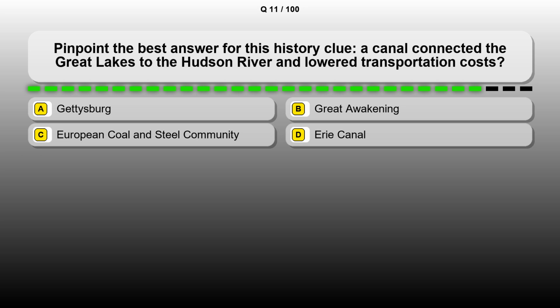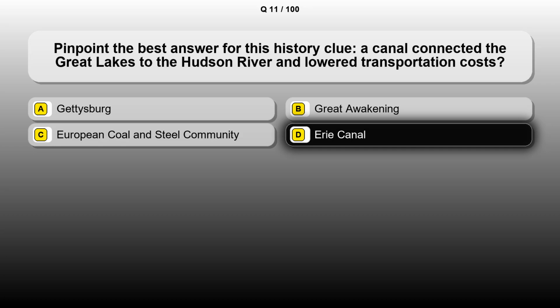Question 11. Pinpoint the best answer for this history clue. A canal connected the Great Lakes to the Hudson River and lowered transportation costs. Option A, Gettysburg. Option B, Great Awakening. Option C, European Coal and Steel Community. Option D, Erie Canal.